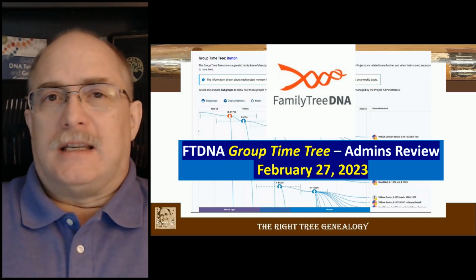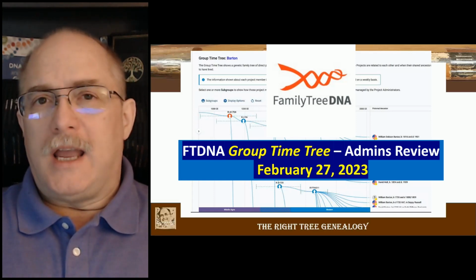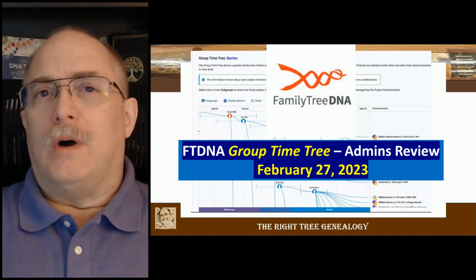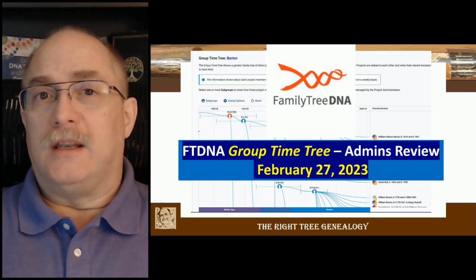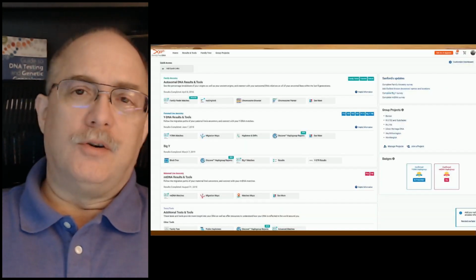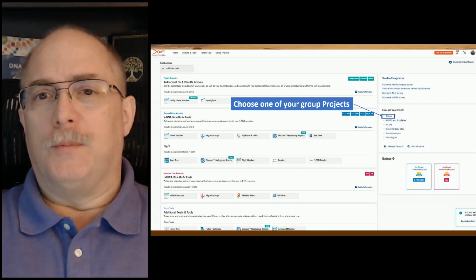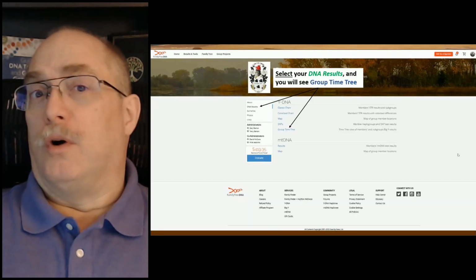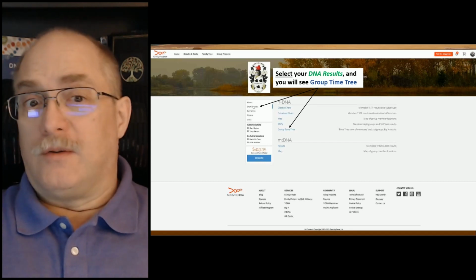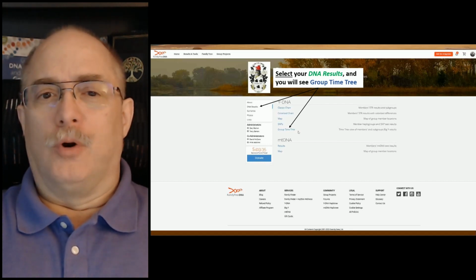Now, I think this is a nice feature. It allows us to look at it as a group or as members from a different visual perspective than the block tree. To get into this, we have to do the following. You go into your kit, choose one of your group projects. When you go into one of your projects, you should see the DNA results, and you click on that, and then you'll see group time tree.